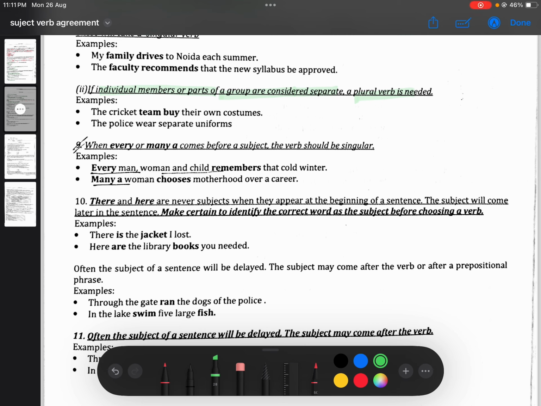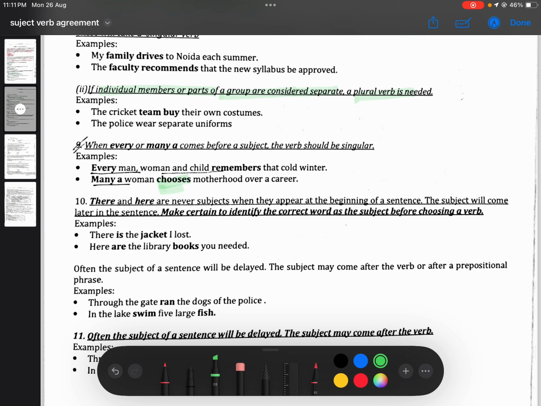So they can give you something like this in error correction. Many a woman choose motherhood over a career. So it will be chooses. Your answer will be chooses. They can give it like this in error correction. Here they can write choose, but you have to write chooses.